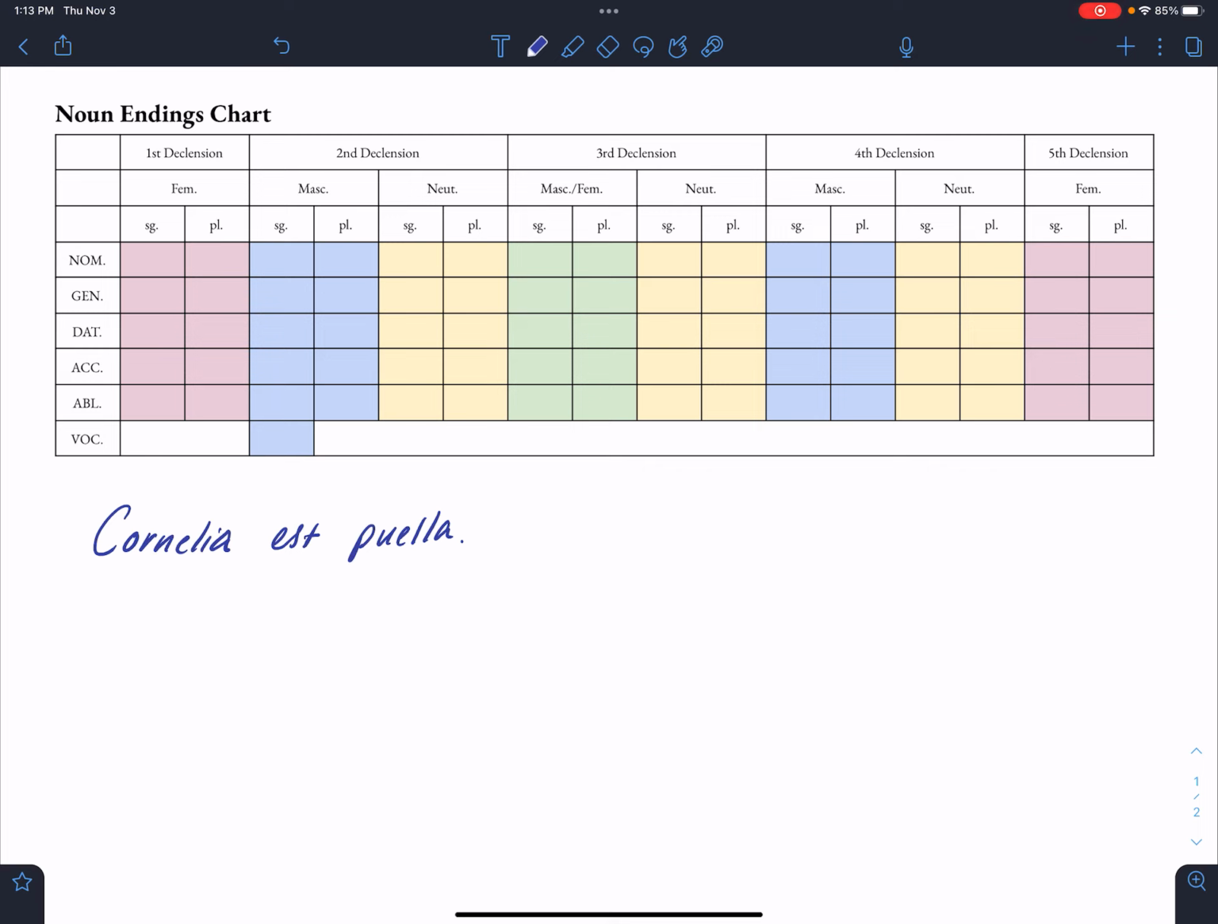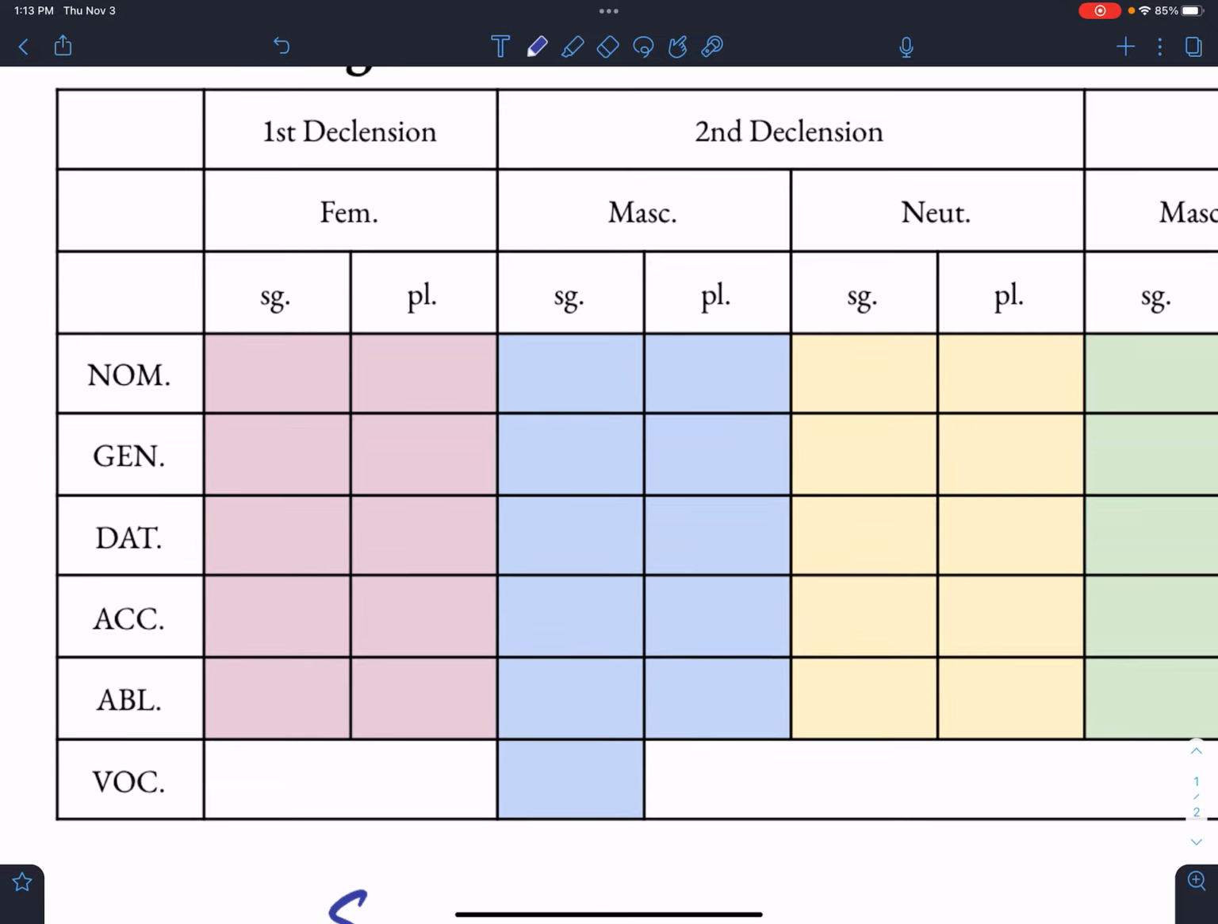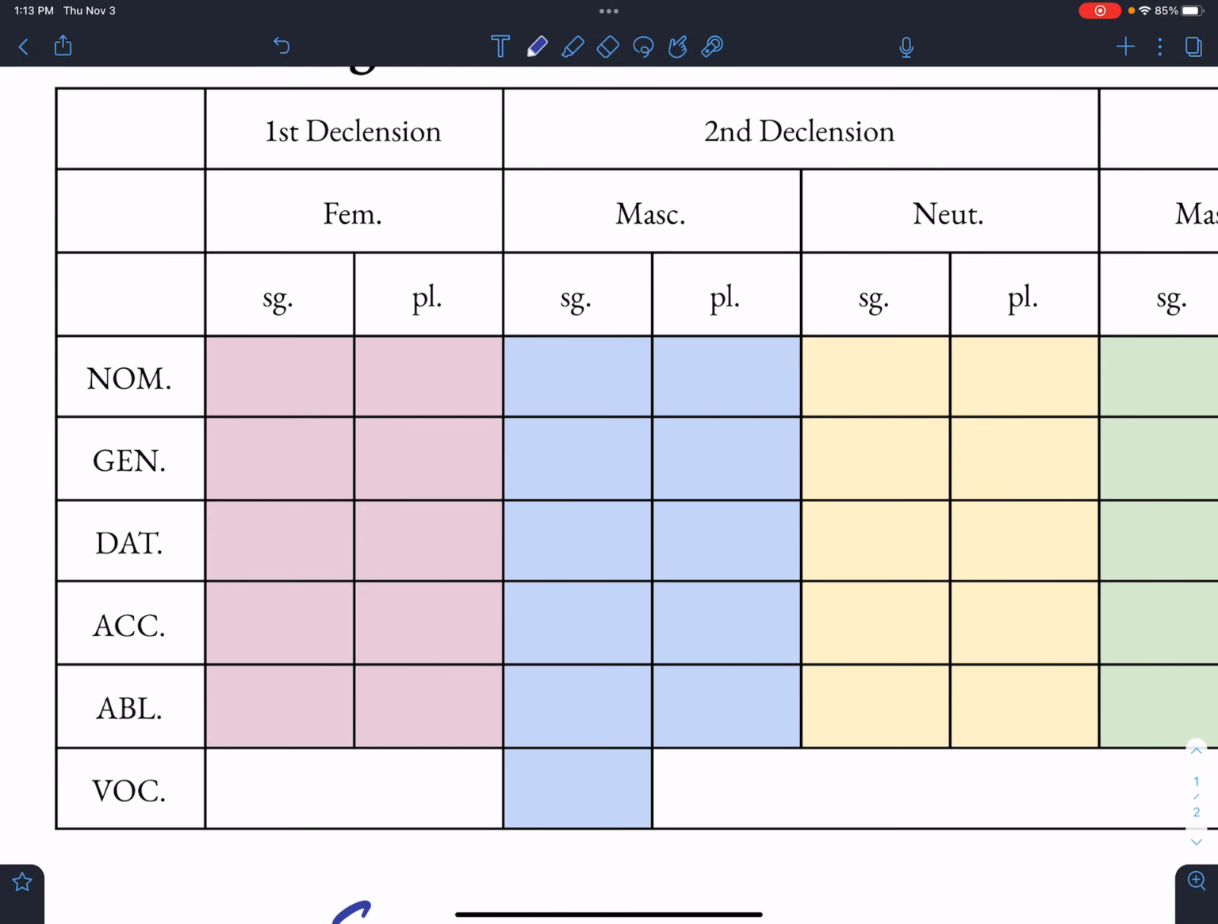Okay, Cornelia est puella. Now, in this sentence, you've seen this sentence a million times. All right, what is Cornelia? How am I going to mark that up, everybody? Subject. Okay, now, is Cornelia singular or plural? Singular. Good. Okay, so we're going to put our first ending on the chart. All right, if you notice, up here, you're just going to put an A right there.